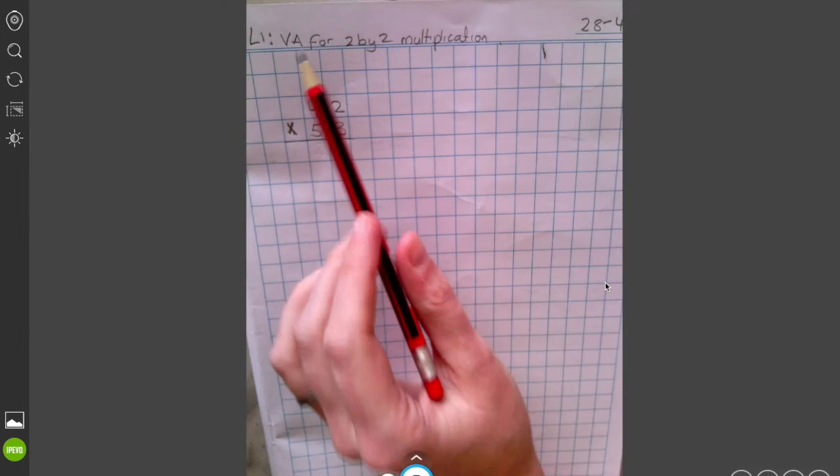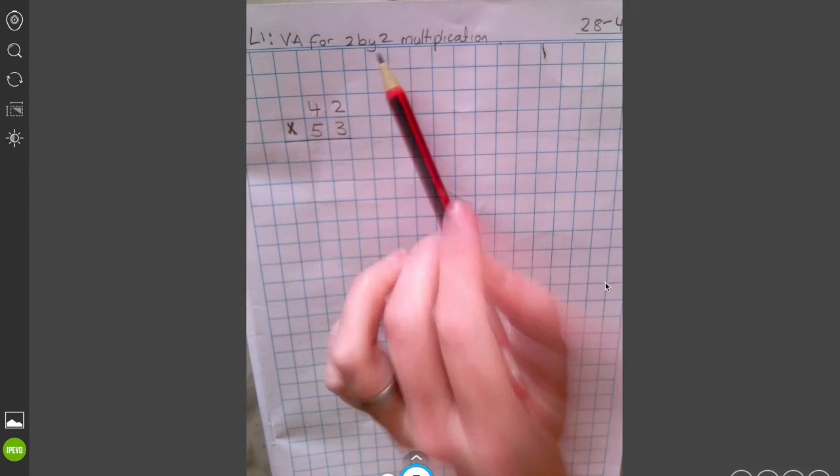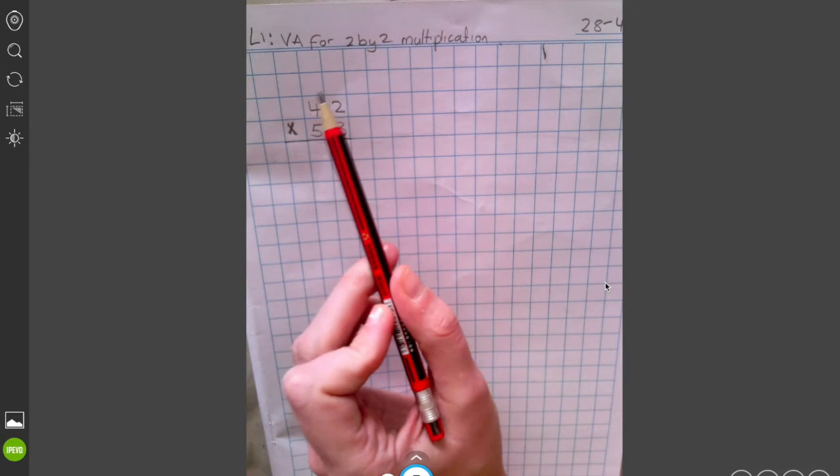Okay, so we're going to start the second part of today's lesson by using the vertical algorithm for 2 by 2 digit multiplication. I've written my learning intention up the top. I have my date over here, and this is the equation that we're going to be solving together.